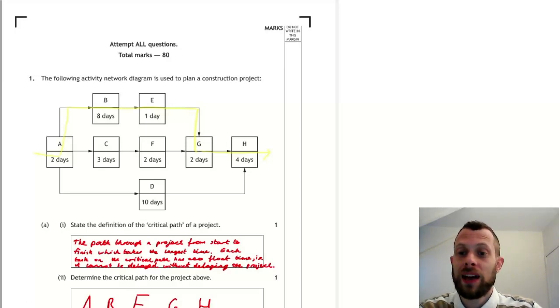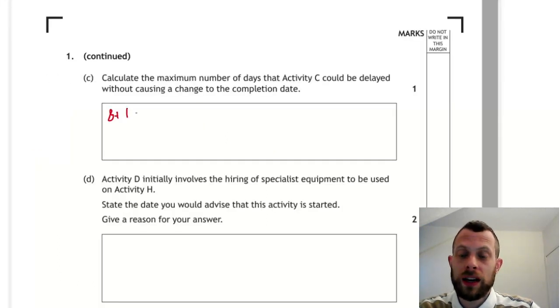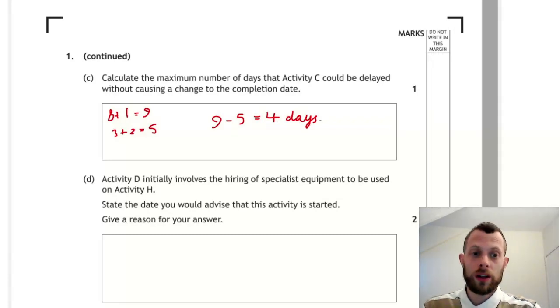C and F together are only 5 days. So there's 9 take away 5, which is 4 spare days there that either C or F could be delayed. In this case, it's C that might be delayed. So we will do 8 plus 1 is 9. That's on the critical path. And then C and F, 5 days together. And 9 take away 5 is 4 days slack time that we could have a delay in activity C.